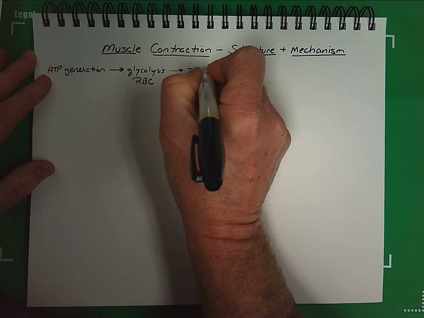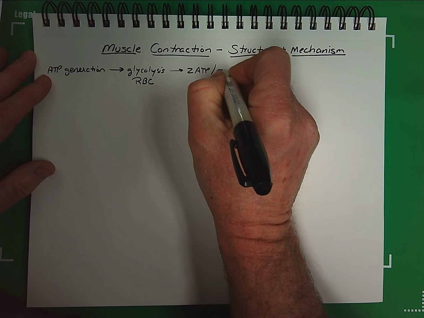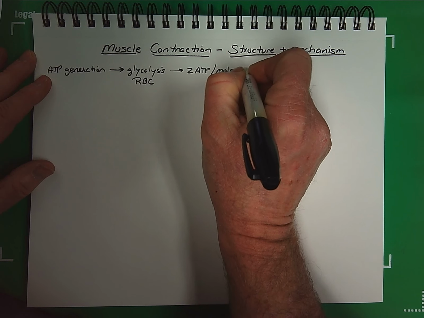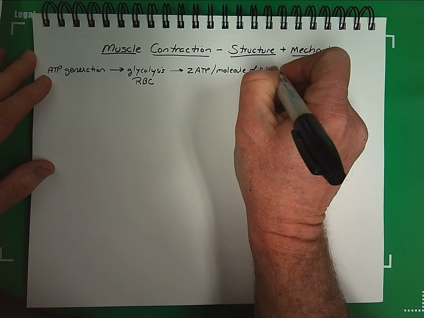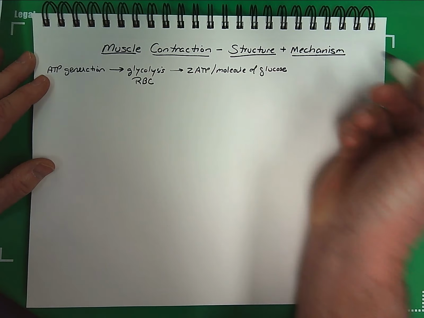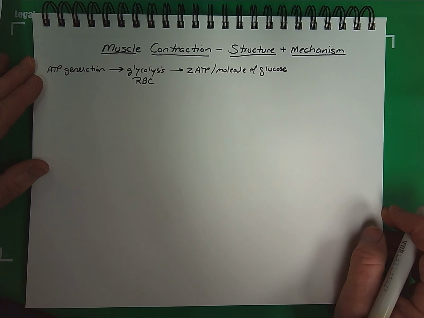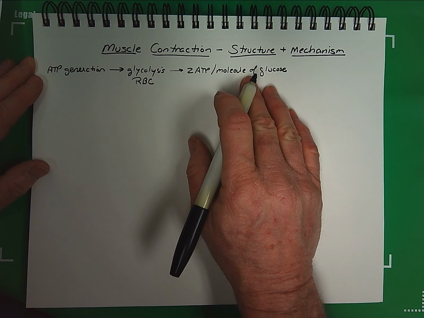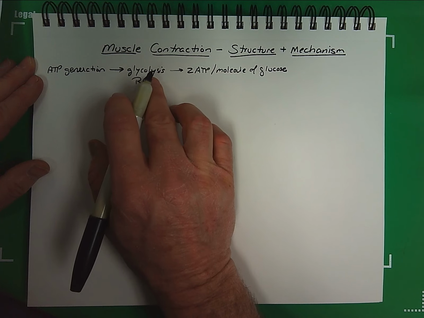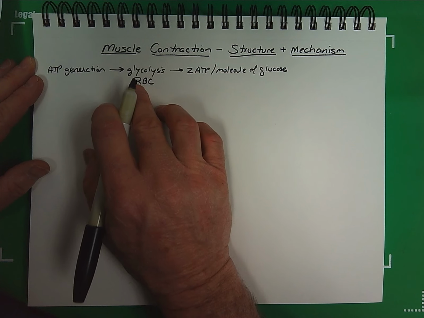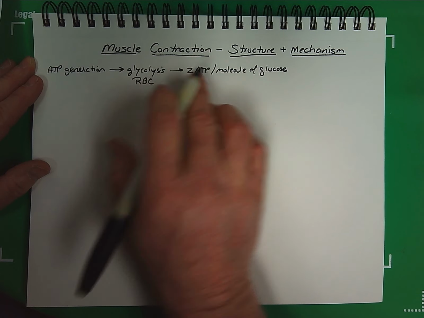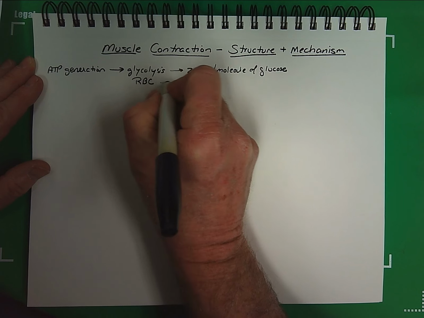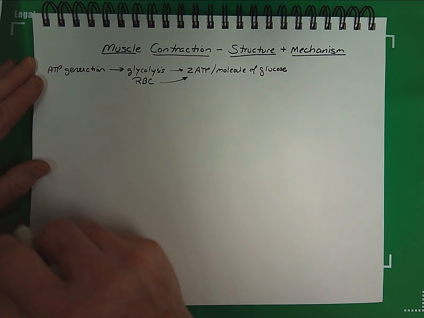Now recall, from glycolysis in red blood cells, this is going to be generating a simple 2 ATP per molecule of glucose. Now, this is a very inefficient method of generating energy from the oxidation of glucose, but glycolysis is simply sufficient and necessary for red blood cells because the energy requirements of red blood cells are rather minimal.